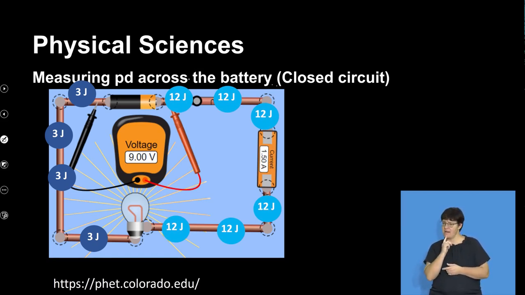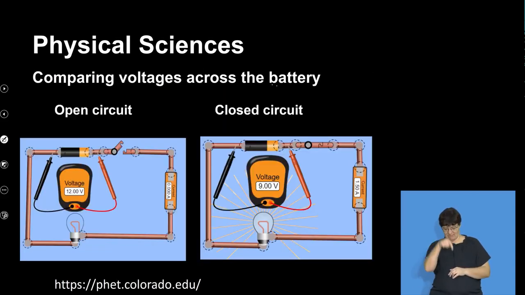But what's the potential difference across the light bulb? We still get the 9 volts that we managed to actually measure. Now, let's compare the 2 circuits, the open one and the closed one. The terminal potential difference when the switch was open was 12 volts, which is the maximum, while when we closed the switch, the value of the terminal potential difference dropped to 9 volts.